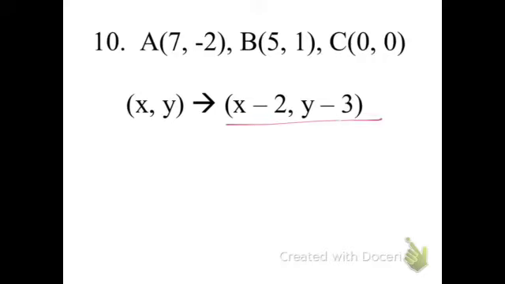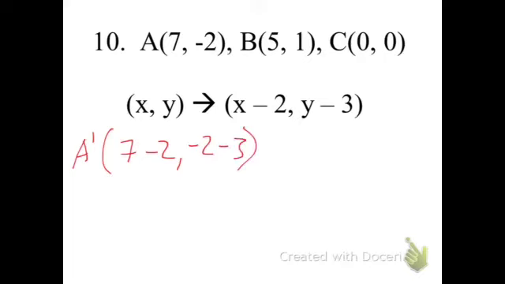Our function tells us to subtract 2 from x and subtract 3 from y. So A prime comes from A. X used to be 7. We need to subtract 2. Y used to be negative 2. We need to subtract 3 now to get our new A prime coordinates. 7 minus 2 is 5. Negative 2 minus 3 is negative 5. So there's A prime.